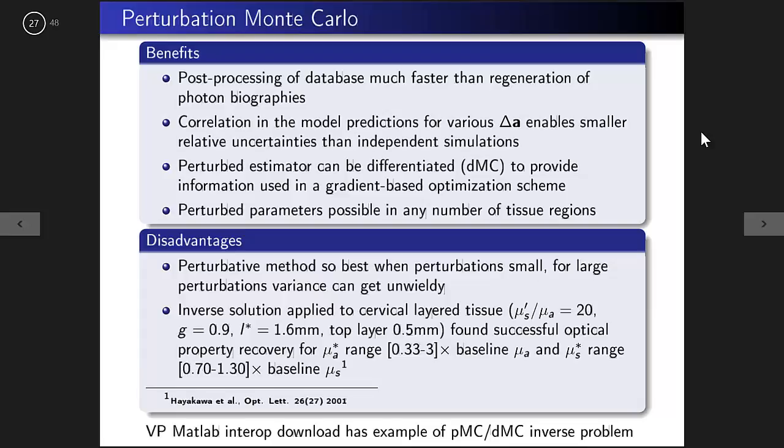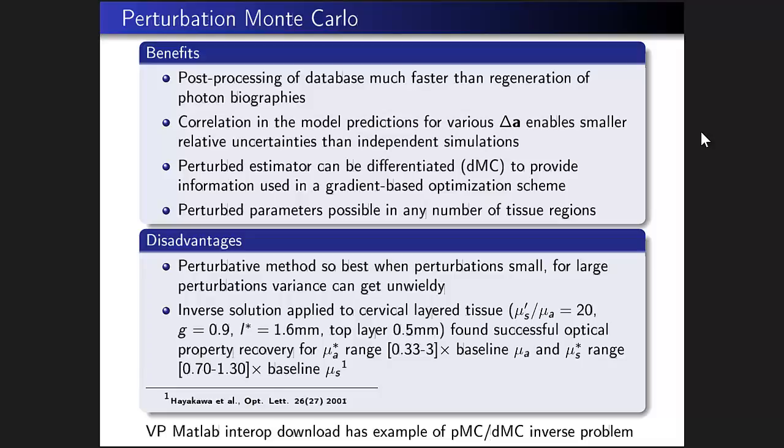We can create a database of background optical properties on random walks, and then read that in a post-processing way and apply a delta A to any change in any optical property and determine what our model function is. So it saves time. In addition, because there's correlation in the perturbed results with the baseline, this enables smaller relative uncertainties than the independent simulation. So there's a double bonus here. Not only am I saving time, I'm getting smaller relative uncertainties.